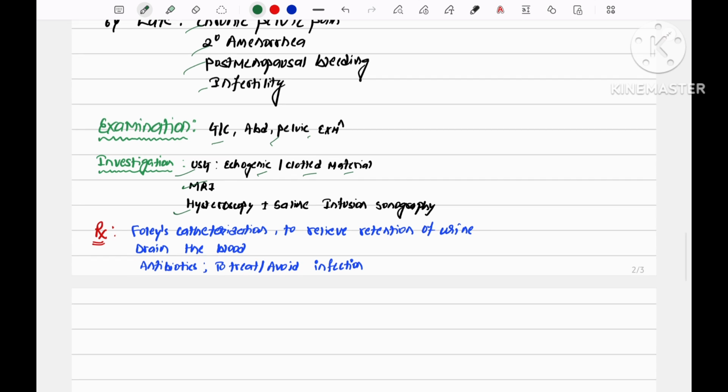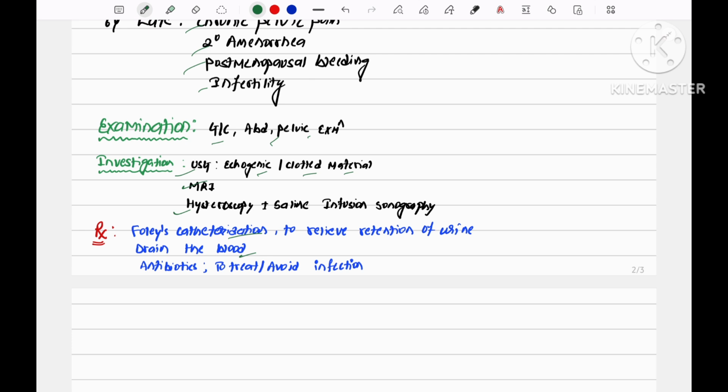After doing ultrasonography, the patient has actually presented to the emergency. So what do we have to do immediately? If the patient has symptoms like urinary retention, we have to relieve the urinary retention first. So what we do is Foley's catheterization. Then after relieving the retention of urine, we have to drain the blood, either in the minor OT or in the OT.